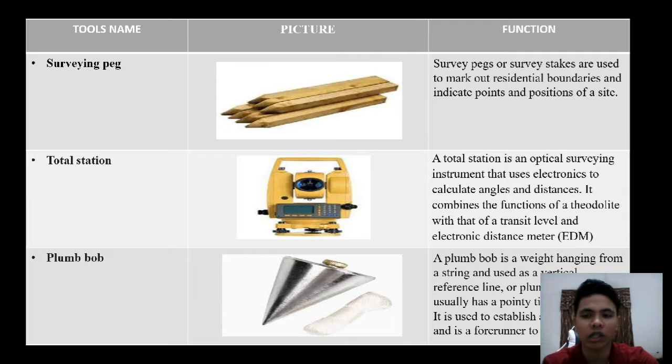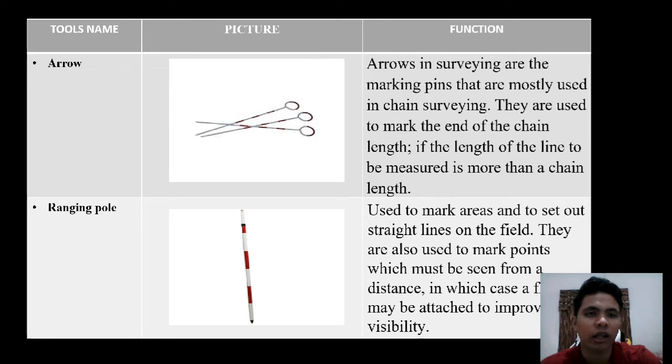And let's move on to the next slide. In this slide I'm going to explain to you the other tools. The seventh tool is arrow. Arrows in surveying are the marking pins that are mostly used in chain surveying. They are used to mark the end of the chain length if the length of the line to be measured is more than the chain length.